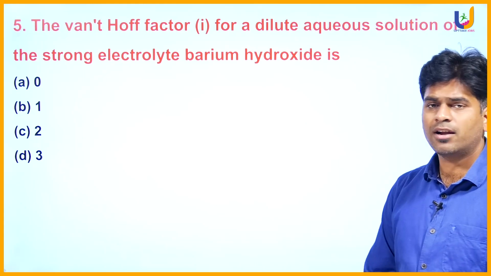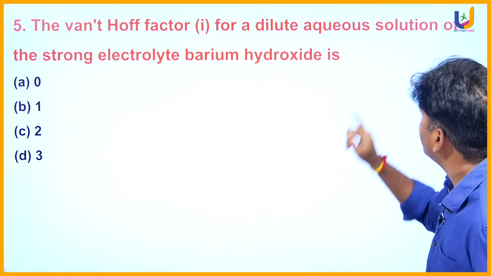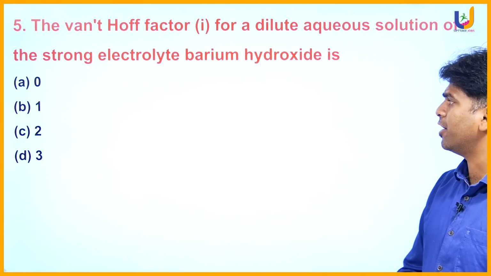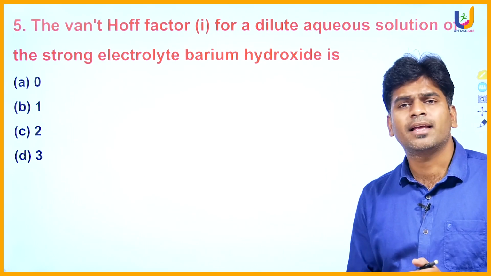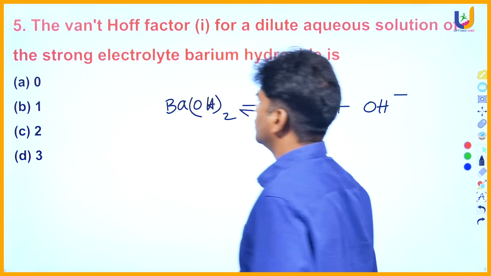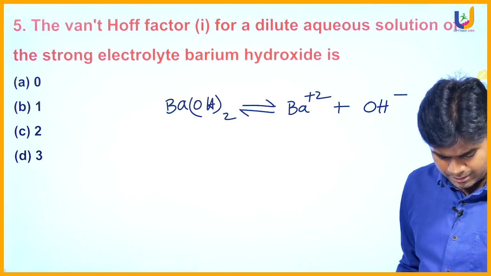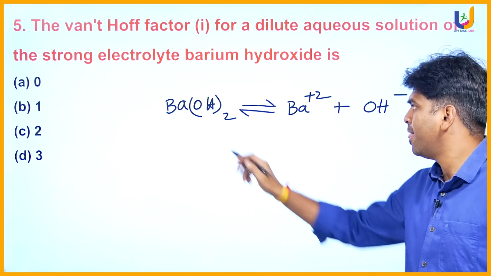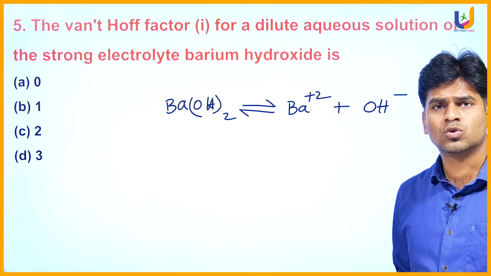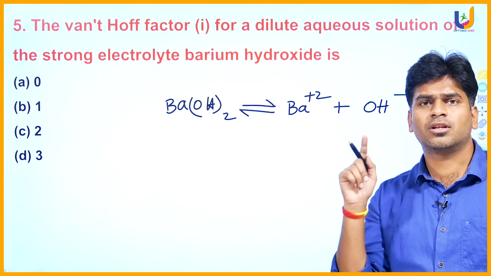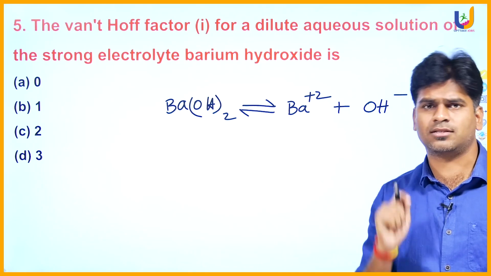Next, the Van 't Hoff factor i for a dilute aqueous solution of a strong electrolyte, barium hydroxide, is what? So here, barium hydroxide. What is the Van 't Hoff factor? First, is this reaction balanced or not? Barium hydroxide after dissociation: i greater than 1 means dissociation, Van 't Hoff factor less than 1 means association.